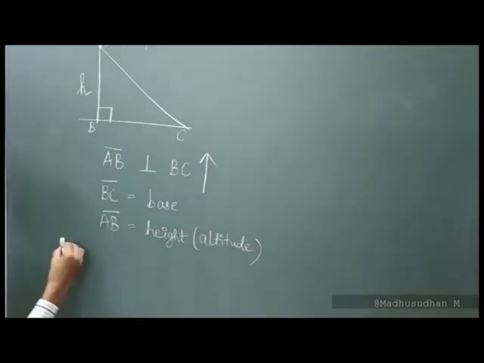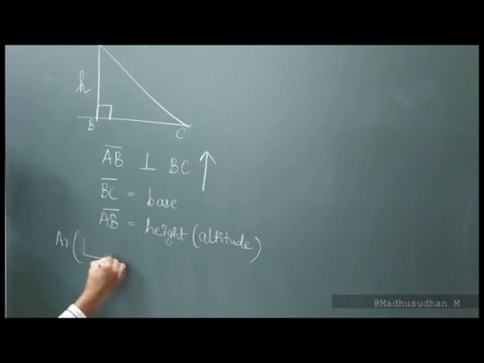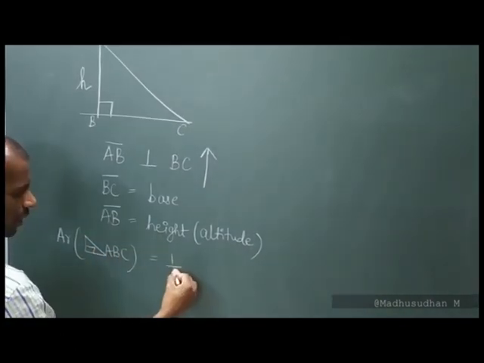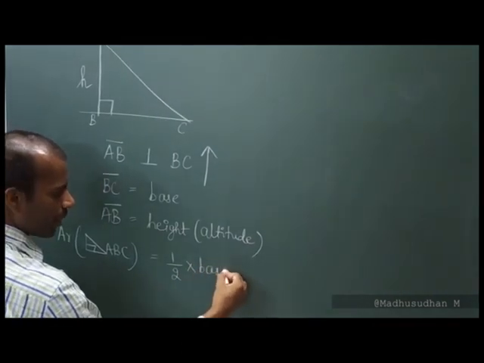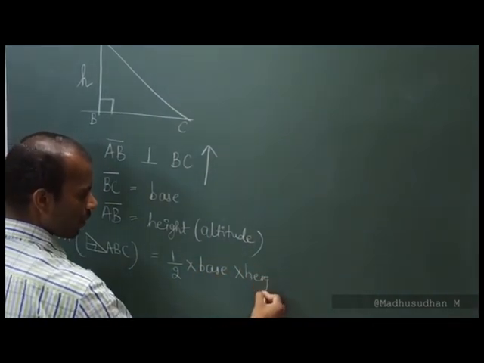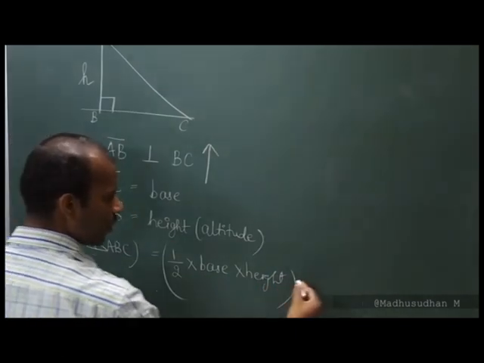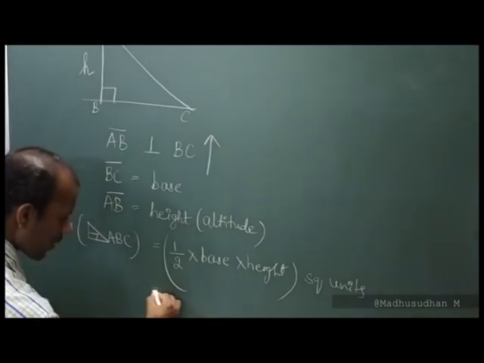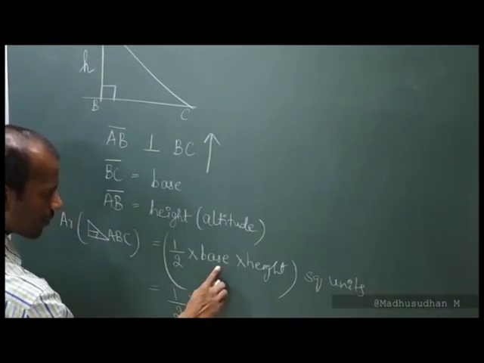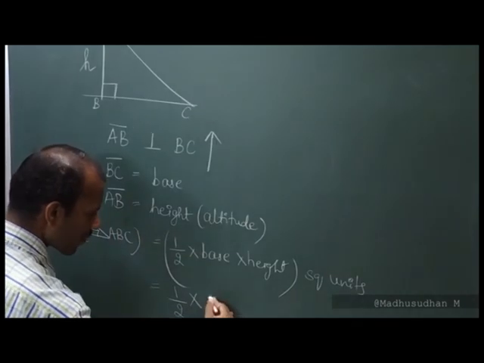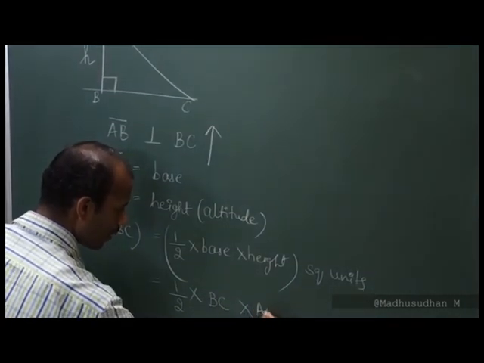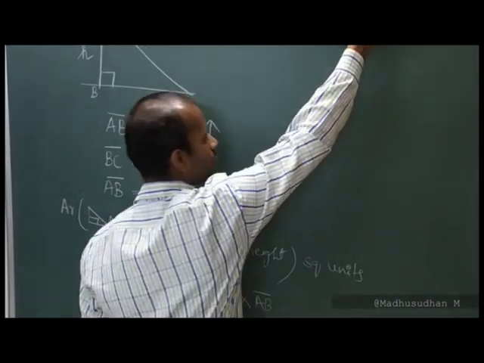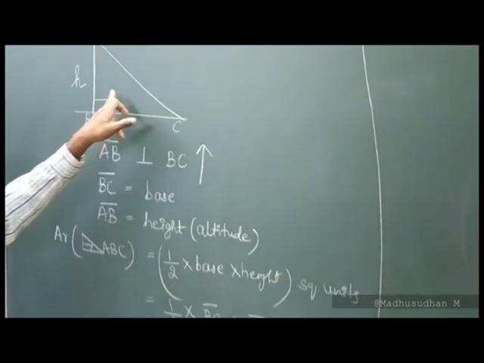So now if I have to find the area of right angled triangle ABC, we know the formula, right? Half into base into height. What is the unit here? Unit shall be in terms of square units. So I shall write this as half into base, which is BC, into AB, so many square units. So this is in case of a right angle triangle.